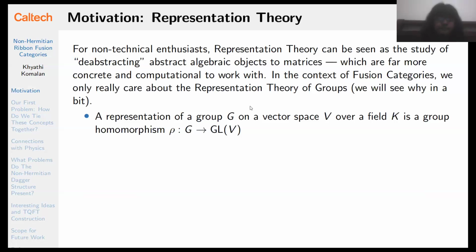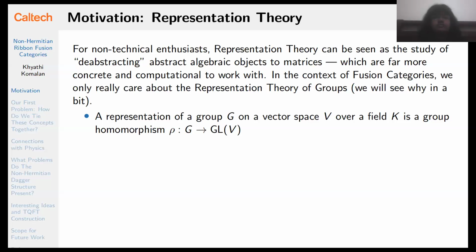So yeah, one of the prime motivations for studying fusion categories in general is representation theory. The way you can think about representation theory is sort of like de-abstracting algebraic objects. Algebraic objects are pretty abstract, and it's kind of hard to say, even if you're a mathematician, sometimes for more complicated structures, what exactly it entails and what kind of data it represents. So the point is abstracting abstract objects to matrices or something more computational that's easier to work with.